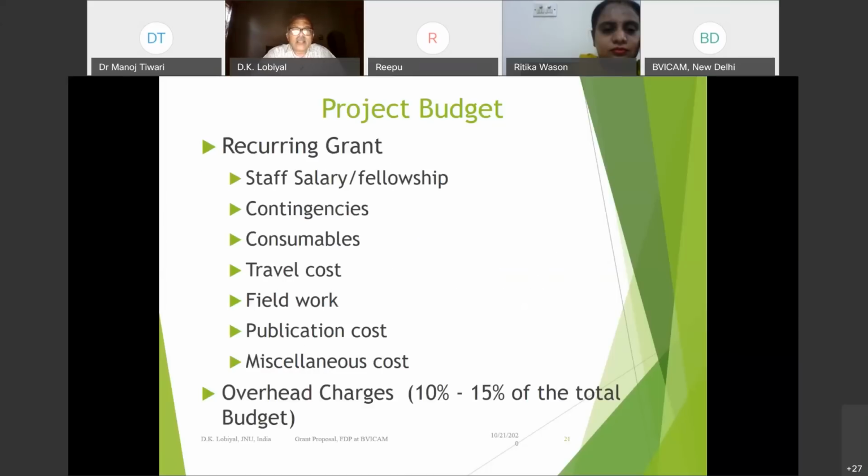Land, building, and then the major grant, which I talk about not as major in terms of money, but is your recurring grant, which you need almost every year. That is the staff you need to have, and the salary of the staff, how many people you need, what is the salary of that staff. Generally, the government funding agency gives a salary to a research assistant or associate equivalent to junior research fellowship or senior research fellowship. But some agencies may have other possibilities.